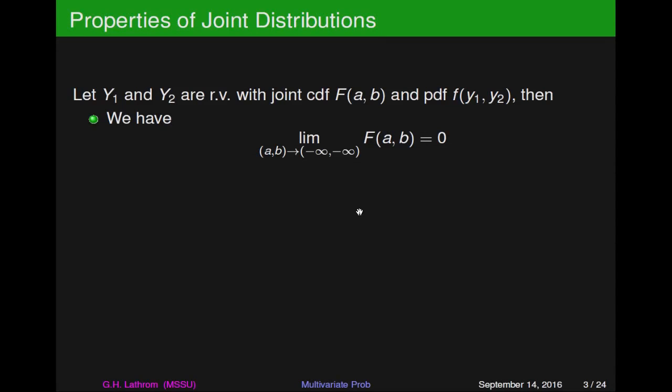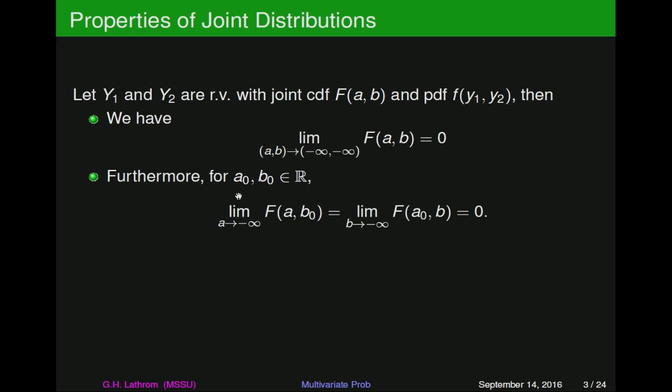So now let's look at some properties of these joint distributions. If y sub 1 and y sub 2 are random variables, then for the joint CDF, capital F of a, b, and little f being the joint PDF, if we look at the limit as a and b head off to negative infinity of the joint cumulative distribution function, then that will always end up being 0.